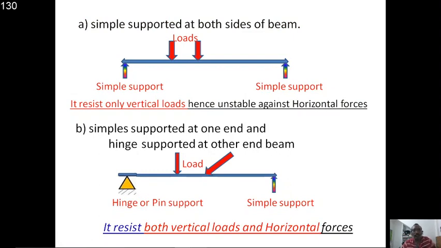So we learned about the simple support at both sides of a beam. Then it only resists vertical loads, when both sides of the beam have only simple supports. If it has one hinge support at one end of the beam and one simple support at the other end, that might be a roller or simple support, then it can resist both vertical and horizontal forces.